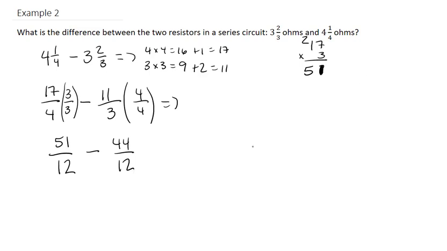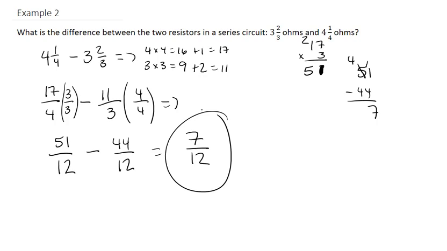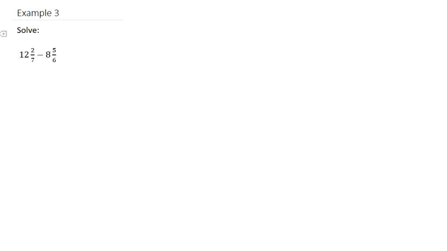So we take 51 minus 44. We go ahead and borrow from the 5, make that a 4, make this 1 now 11. So 11 minus 4 is 7, 4 minus 4 is 0. So we're left with 7 over 12. And that would be the difference between the two. Now let's do another example.